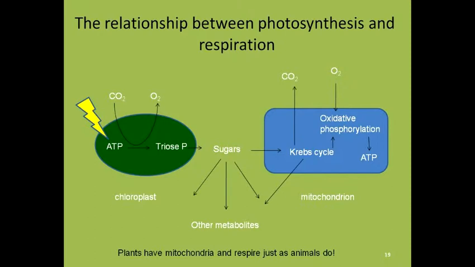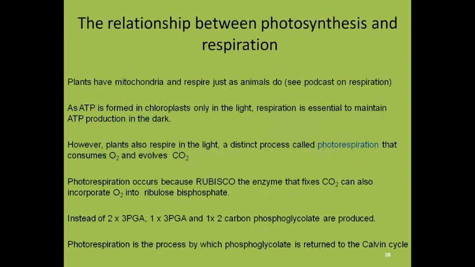Plants have mitochondria and respire just as animals do. This is essential for ATP synthesis in the absence of light, as well as production of many important biosynthetic intermediates. Plants also carry out photorespiration. This is a distinct process from mitochondrial respiration, although it results in the consumption of oxygen and release of CO2 in the light.